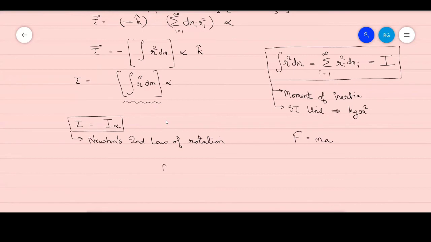Now the analogy that we can put here is that this torque is playing the role of force, moment of inertia is playing the role of mass, and angular acceleration is playing the role of linear acceleration.